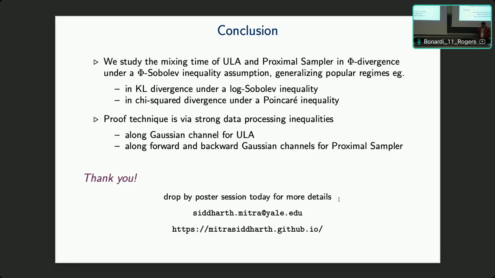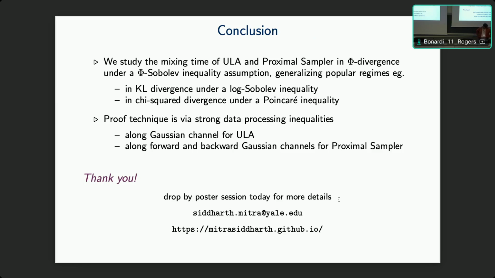Thank you. Yes, so my understanding is log Sobolev inequality will give you Gaussian concentration, and Poincare will give you exponential style concentration. So I was wondering, with these results, can you go into the heavy tail regimes with the right choice of phi?